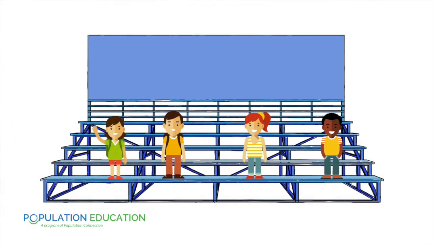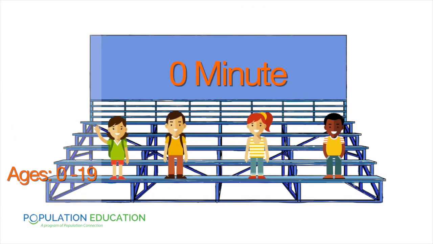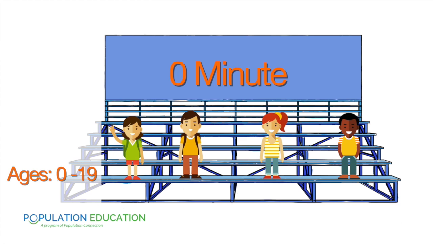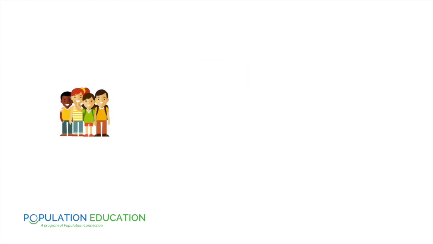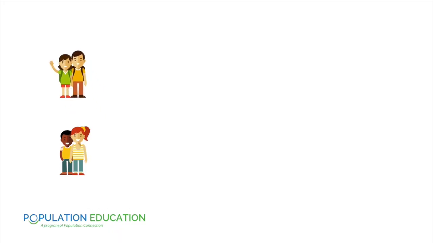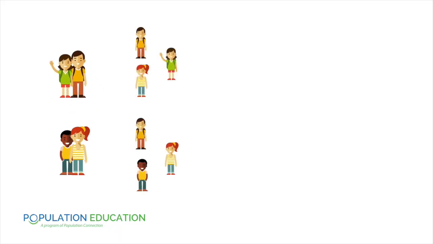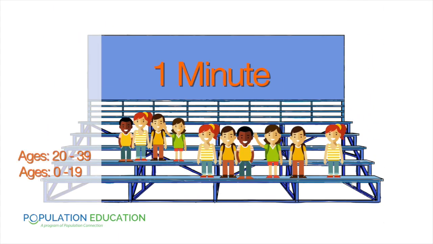Again, we'll start with 4 students on that bottom step. And after the first minute has passed, those 4 students have reached their childbearing years, and this time each couple is going to bear 3 children. So we'll add 6 students to that bottom row.